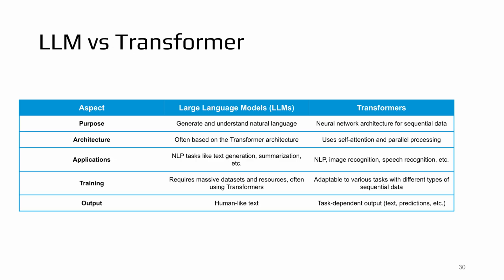Let's clarify the relationship between transformers and LLMs. Transformers are the architecture, the blueprint for how information flows. LLMs are specific models built using that architecture, trained at massive scale. Transformers can be used for many tasks beyond language: vision, audio, multimodal. LLMs specifically target language understanding and generation. Think of it this way: transformers are the engine. LLMs are high-performance vehicles built with that engine.